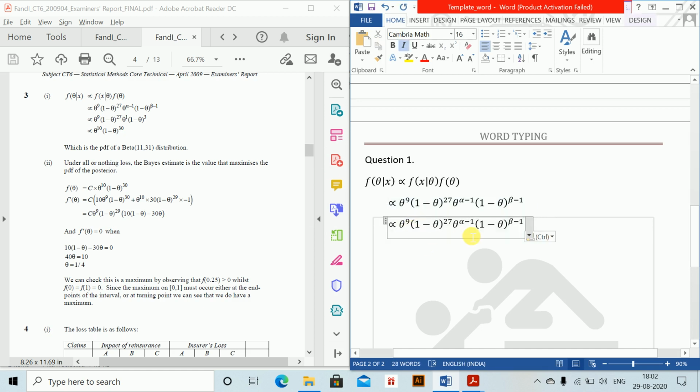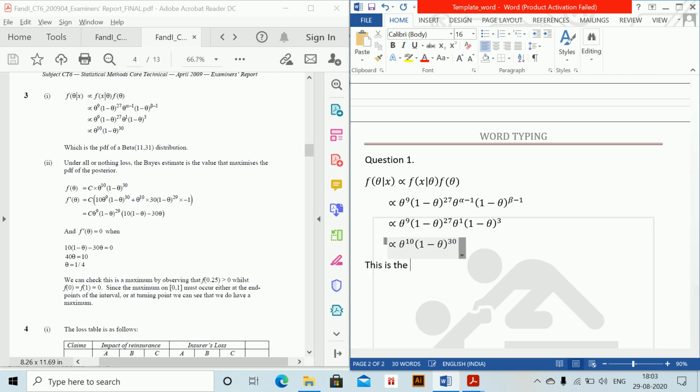We have to adjust this alpha and beta's value. So alpha is 2, beta is 4, so this becomes 3, and the last part is again paste, keep on removing, this becomes now 30 and this becomes 10. Okay, this becomes 30. So you get this. This is the PDF of a beta(11, 31) distribution.